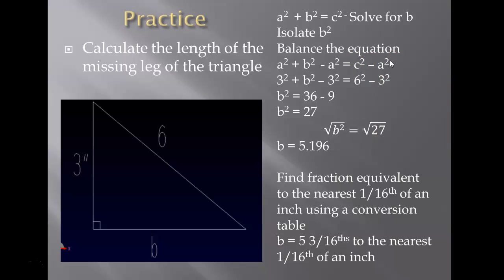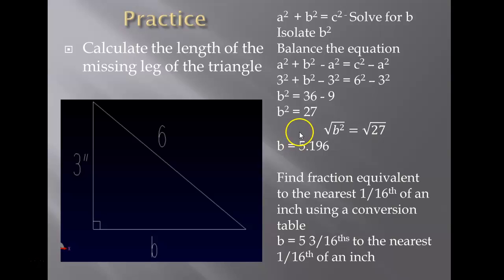Now, just to make things simpler, I'm going to go ahead and substitute in the known values into the equation. I know that 3 squared plus b squared minus 3 squared equals 6 squared minus 3 squared. And we know that that cancels that out, right? So on this side of the equation, all I have left is the b squared. 6 times 6 is 36. I know that 3 times 3 is 9. Do the math. b squared equals 27.